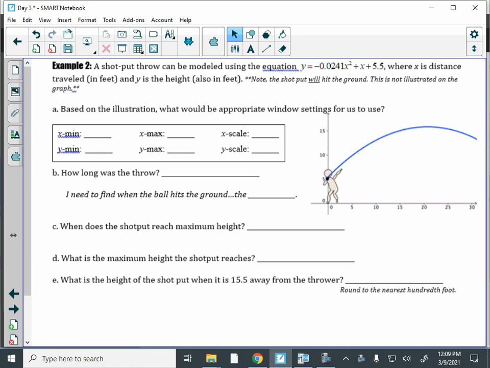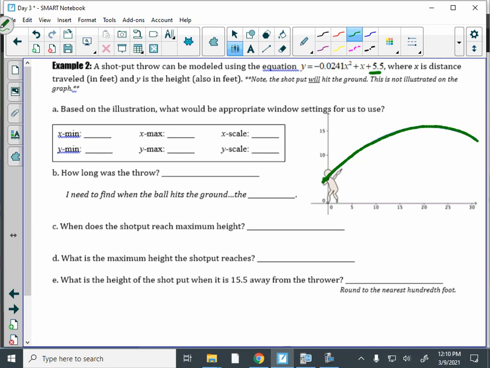So we need to graph this in our calculator. And to do this, we need an appropriate window setting. So kind of look at the graph itself and think about what's happening when you're throwing a shot put. When we look at the graph, it looks like it's starting about 5. And if you look at the y-intercept, it's 5.5. Then it's going up in the air and then heading back down.